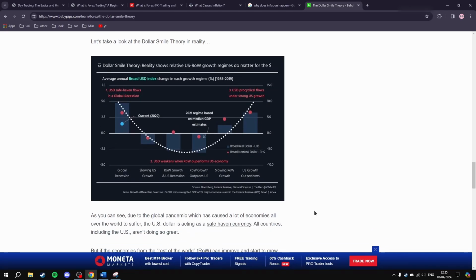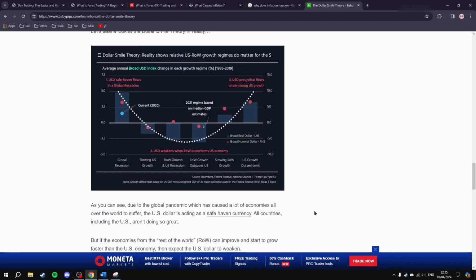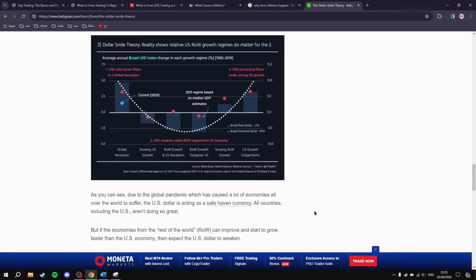Let's take a look at the dollar smile theory in reality. Reality shows relative US and rest-of-world growth regimes do matter for the dollar. Average annual broad USD index change in each growth regime, percentage, 1985 to 2019. 1. USD safe haven flows into global recession.